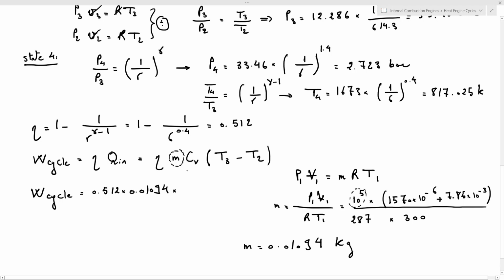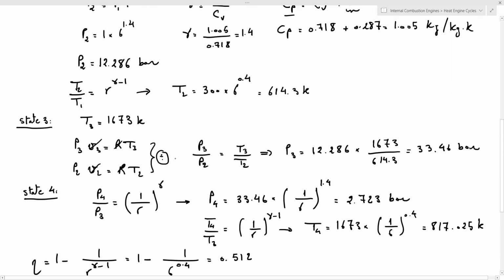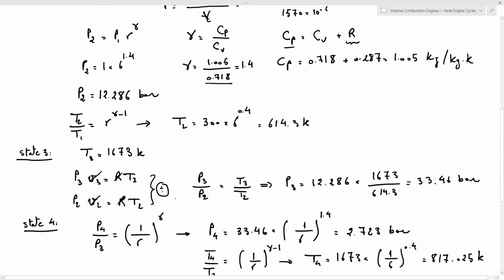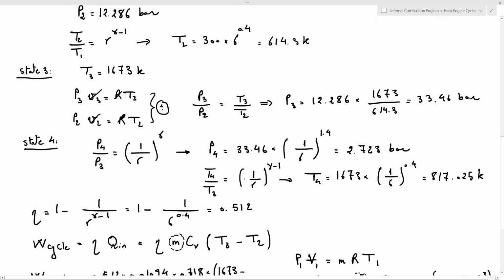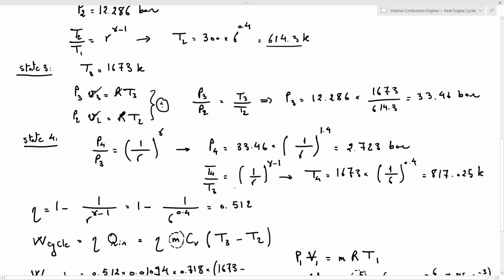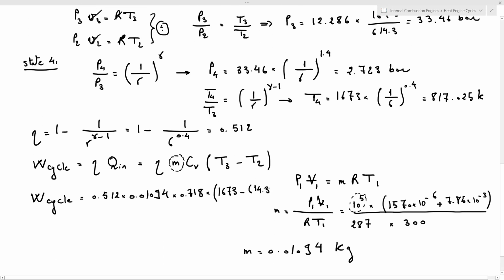So the indicated work, W cycle, will be eta 0.512 multiplied by the mass 0.01094 multiplied by the specific heat at constant volume, which is 0.718, multiplied by the maximum temperature 1673 minus the temperature at state 2, which is 614.3. So the indicated work in this case will be equal to 4.26 kilojoule. Of course this is in kilojoule since we put the specific heat in kilojoule per kilogram Kelvin.